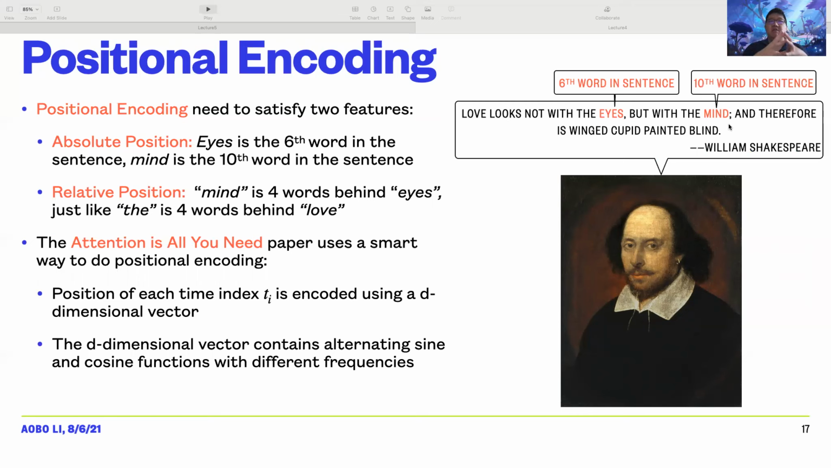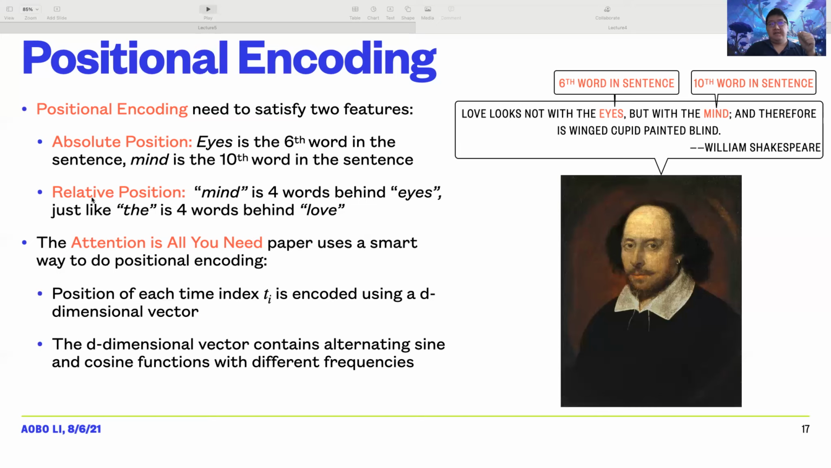So the idea of absolute position is that we will know that "eyes" is the 6th word in the sentence, and "mind" is the 10th word in the sentence. Those positions are absolute, meaning if you have a completely different sentence, for example, "no one knows something better than me," then you will also know the 6th word in this sentence. So you have to enforce this absolute position in a time series model.